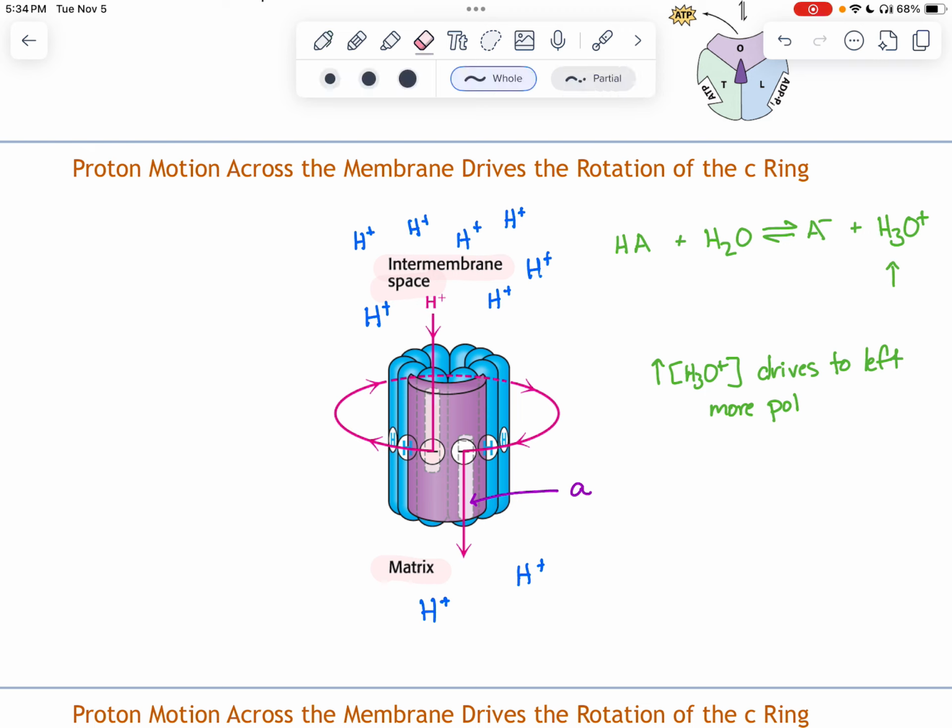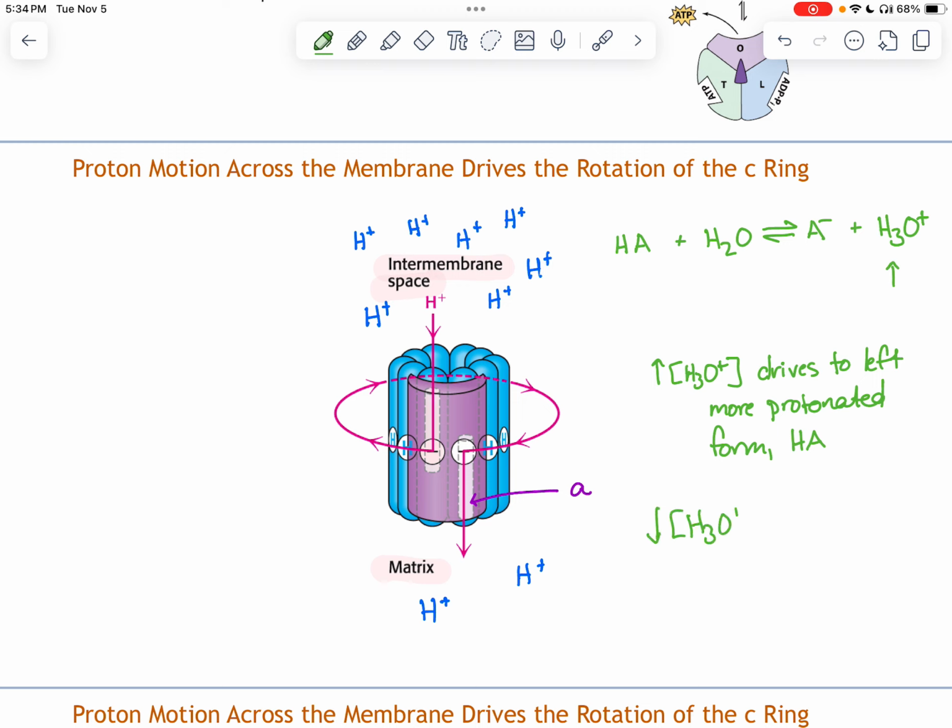More protonated form, HA. If, on the other hand, we have a lower concentration of H3O+, if I remove some H3O+, now that's going to pull the reaction to the right. And instead, we're going to see that acid exist as A-.